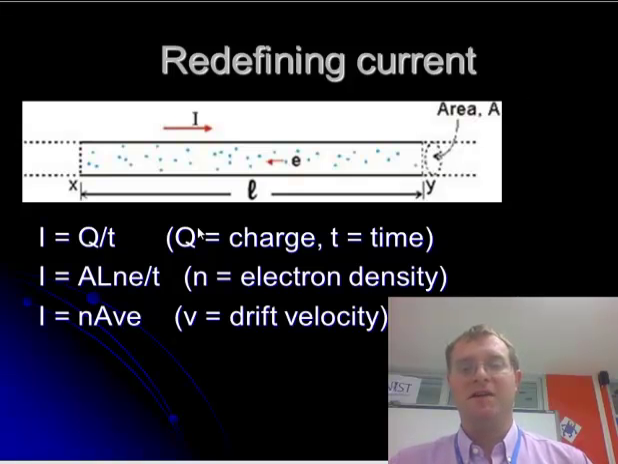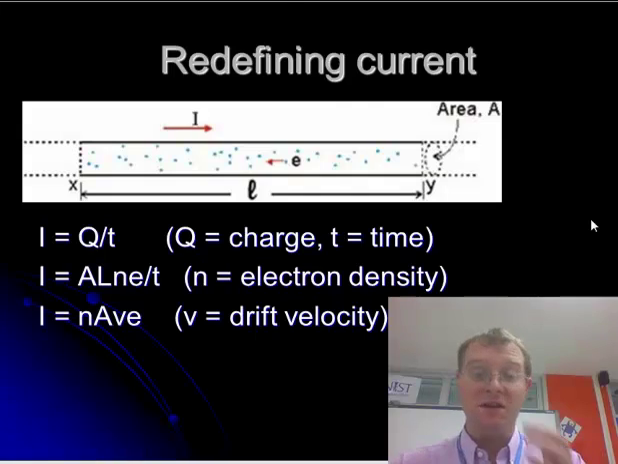If I think about this a little bit further, I can recognize that dividing the length travelled by the time actually gives me the velocity. And in the case of electricity, this would be known as the drift velocity, so the velocity of the electrons travelling through the conductor. So here I've got current equals the electron density times the area multiplied by the velocity times the charge on an electron. So that's my starting point.